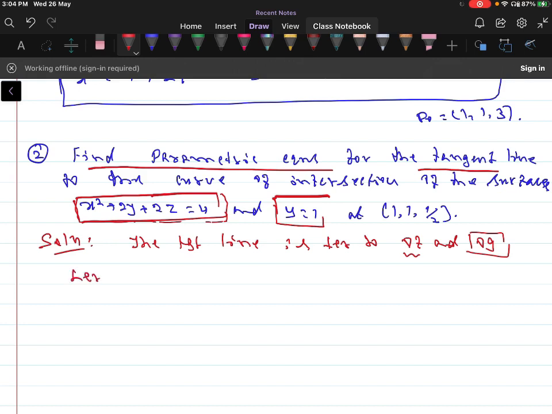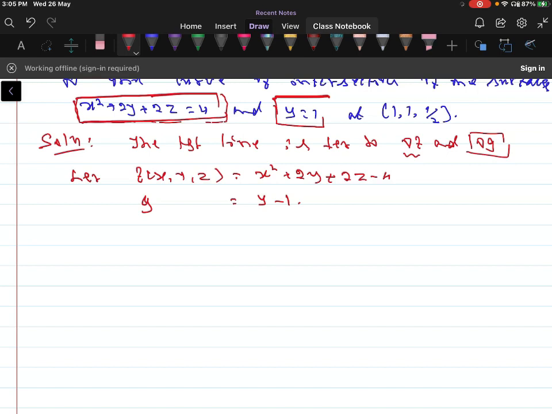Let the given function f of x, y, z is equal to x square plus 2y plus 2z minus 4, and g is equal to y minus 1. So let us find out the gradient of f, where gradient of f can be written as dou f by dou x i cap plus dou f by dou y into j cap plus dou f by dou z into k cap.